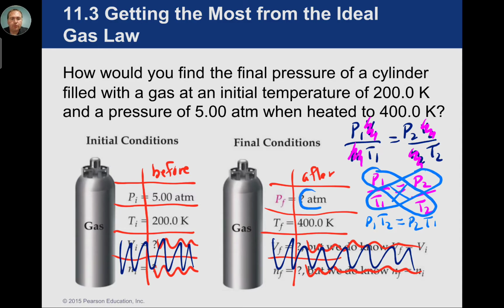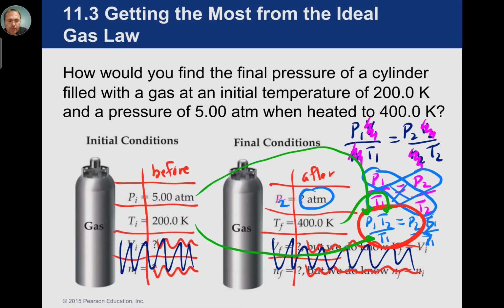Once we realize that we're looking for P final, which is really just P2, we can divide by T1 on both sides. These will cancel. So out of all that algebra work and all that effort, this is our equation that we're working with right here. So based on that equation, we have P1 T2 over T1. So we're going to take P1 from our chart, put that on top. T2 from our chart over here, put that on top. And then T1, put that on the bottom.